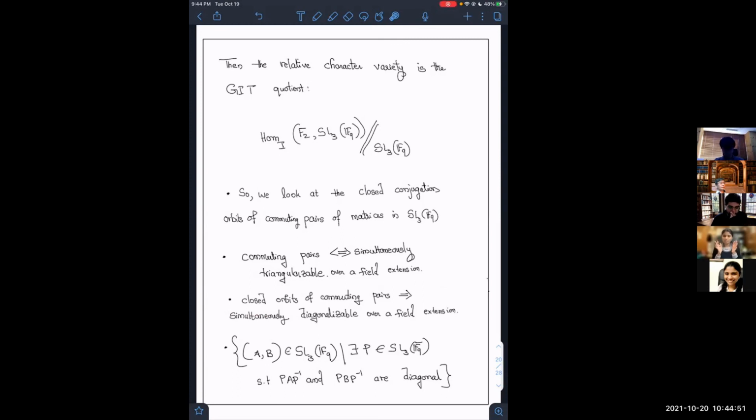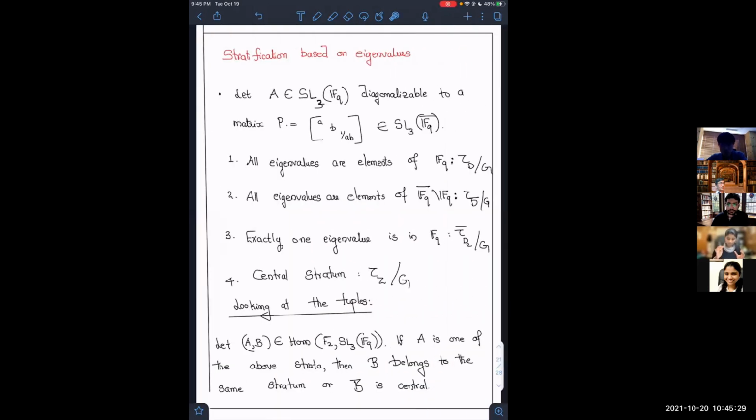Those are the ones that will actually be there in the character variety. So the set that we want for the character variety is the pairs of matrices such that there exists P in SL3(Fq closure) such that PAP inverse and PBP inverse are diagonal, right? So this is the set that will give us a character variety, and each point will represent, if A and B are both diagonal, a representative of that whole conjugation orbit. Okay, so now what we want to do is stratify this based on the stabilizer under the conjugation action, because it's again a natural way to look at it.